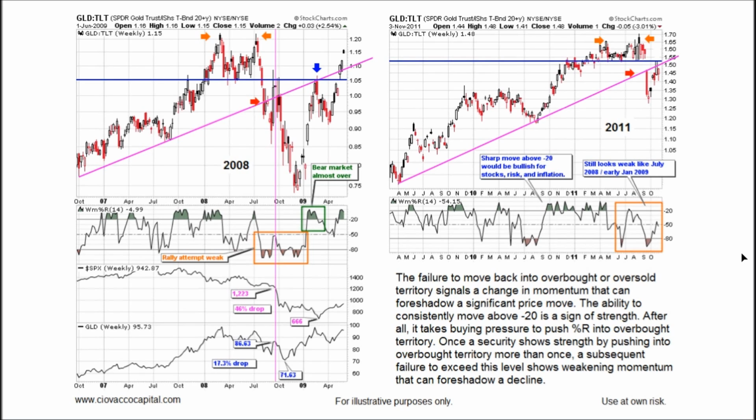So what we would be looking for is we'd like to see this Williams percent R on the ratio of gold to treasuries. So think inflation to deflation. You'd like to see this push up convincingly. And notice how convincing this move is here. This is a sharp spike into overbought territory with lots of green above. So we would like to see a sharp spike up here, which would be an indication that we're getting closer and closer to a bottom.